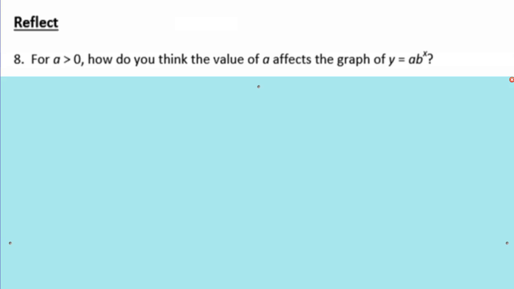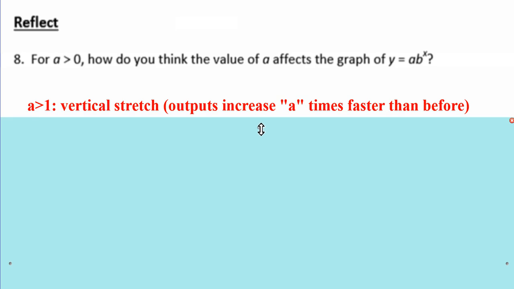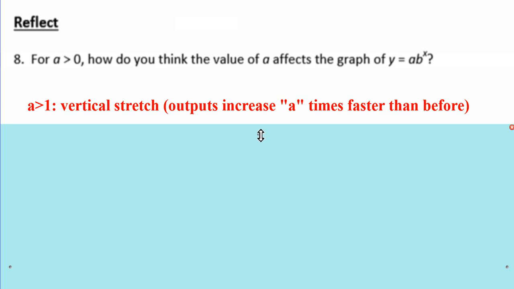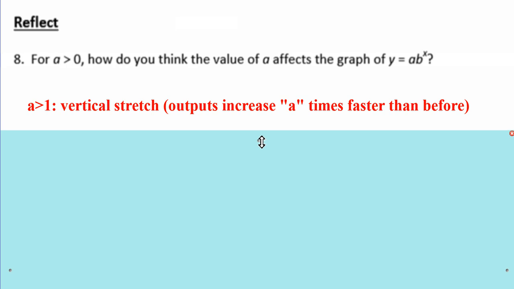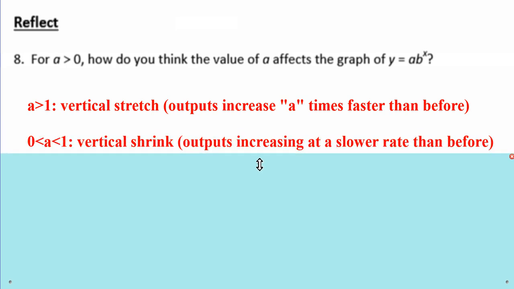So when we're talking about this a value, this multiplier of a, how is that impacting your graph? Well, we know if a is greater than 1, it's going to be increasing faster than it was before. A times faster, in fact, so we refer to that as a vertical stretch. If a is greater than 0 but less than 1, we know the outputs are not increasing as fast as they were originally. So it's a slower rate than before, so it's a vertical shrink.